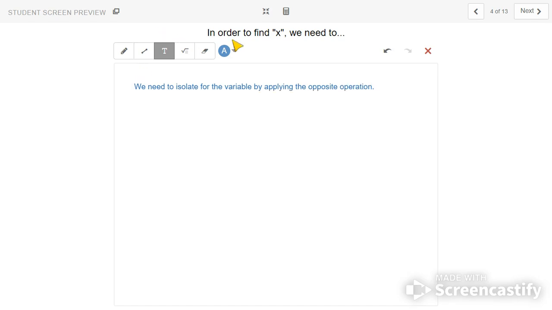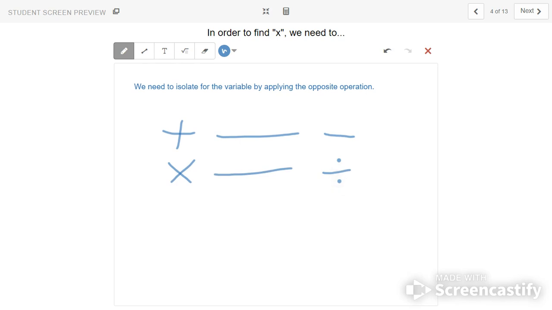So let's look at the different types of operations we have. If I have addition, the opposite of addition is subtraction. If I have a multiplication, the opposite is division. If I have the exponent 2, the opposite of exponent 2 is taking the square root.